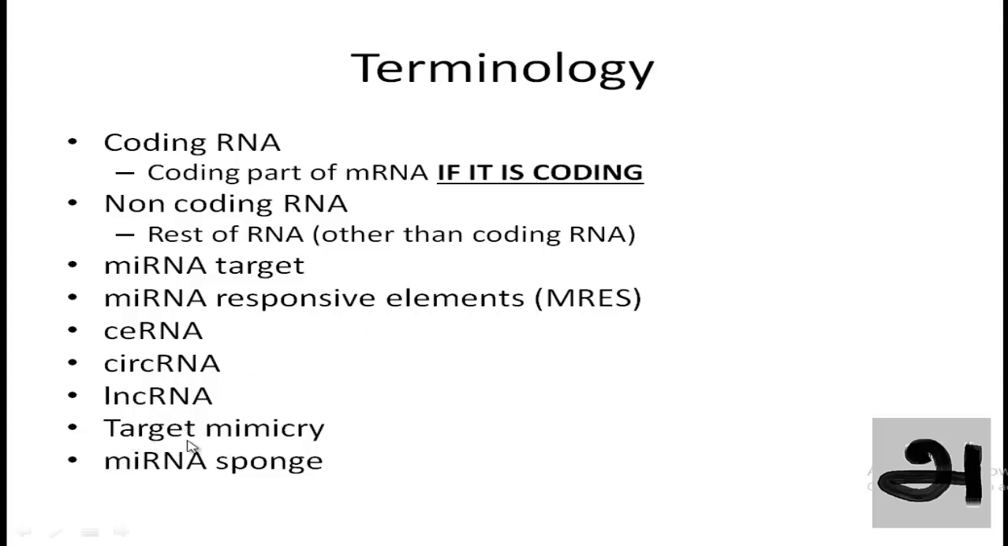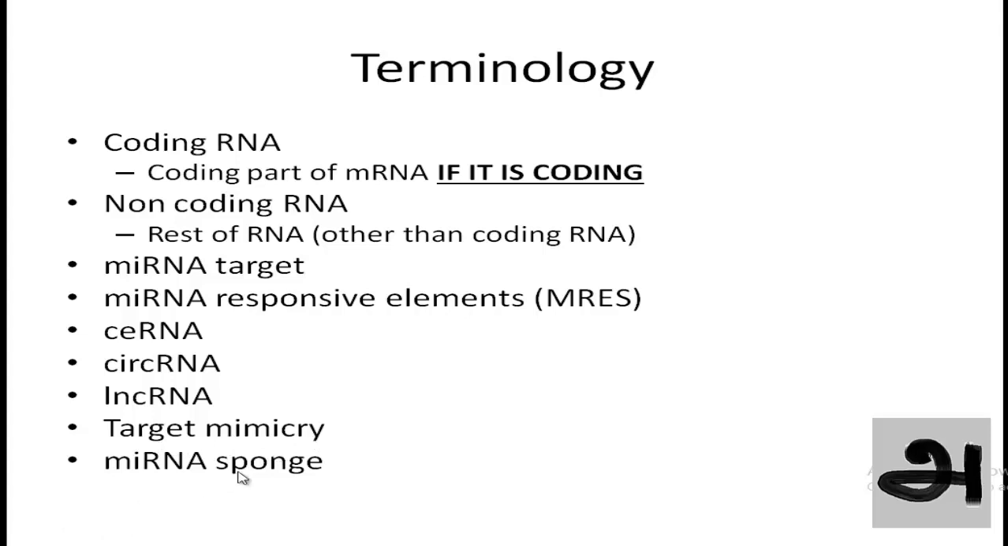And target mimicry. We referred to the microRNA target as situated in a particular messenger RNA, and when the microRNA goes and binds, it represses the translation. So target mimicry is nothing but different types of RNA having MREs. We can express this by using the term target mimicry.